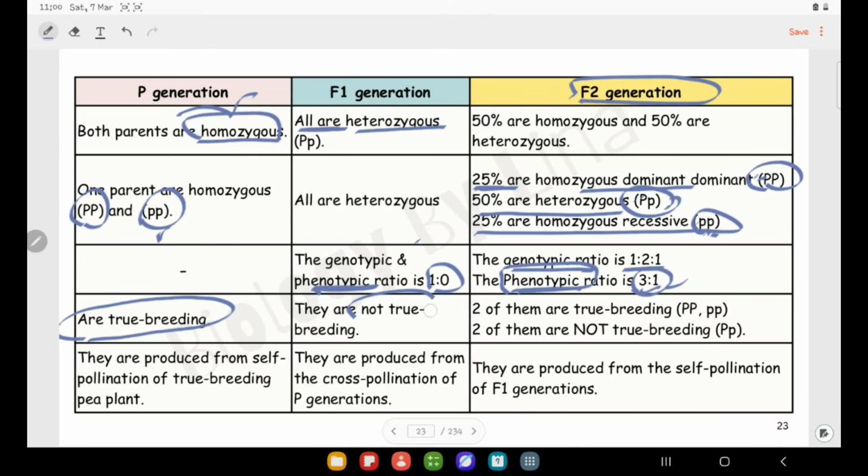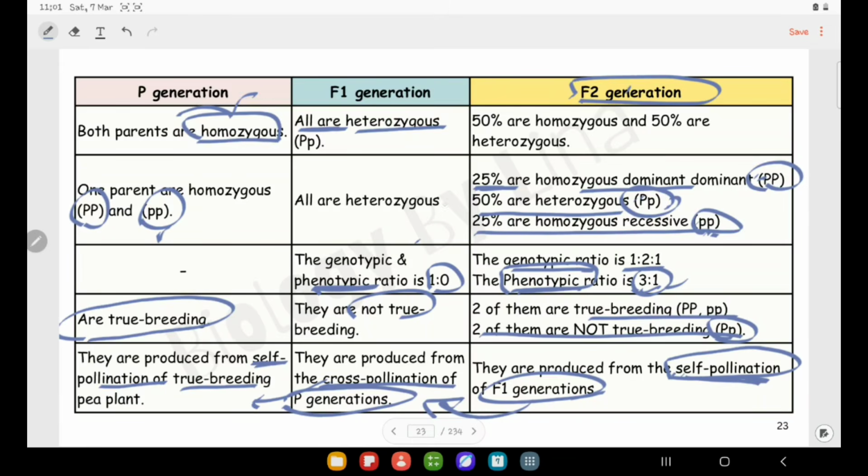While F1 are not true breeding, for the F2 generation, 2 of them are true breeding because they are homo, and 2 of them are not true breeding because they are P capital P small. We said that the P generation is produced by self-pollination, and the F1 by cross-pollination of the P generation, or we can say cross-pollination of 2 contrasting traits. The F2 we get from self-pollination of the F1 generation, or we can say by self-pollination of parents, which is F1, that have the same traits.